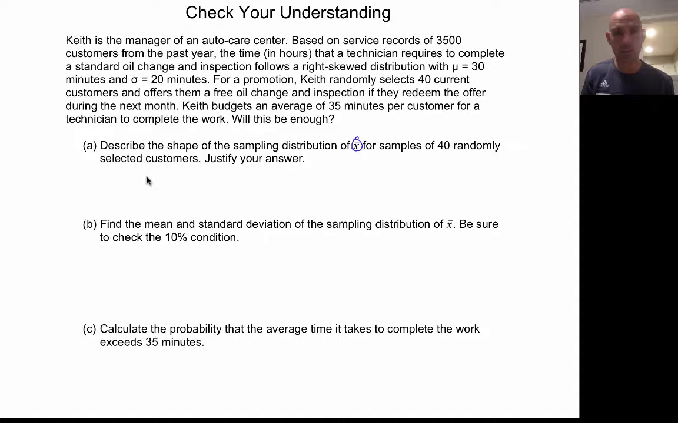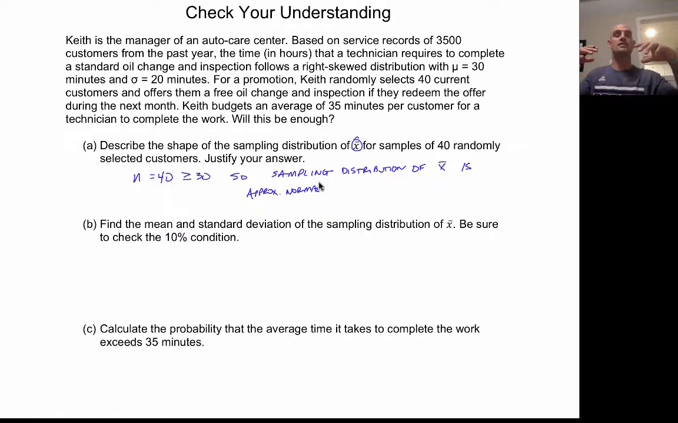Well, because n is equal to 40, which is greater than or equal to 30, the sampling distribution of X bar is approximately normal. Because he's taking sets of 40, not one set of 40, all sets of 40, and the sample size is greater than 30, that means that we're going to get this approximately normal situation.